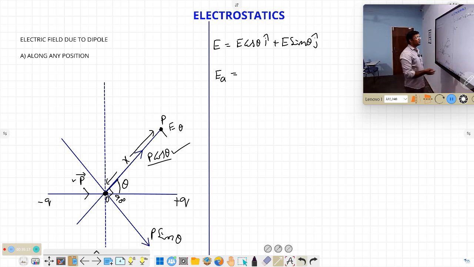What is the axial line formula? Already you know that 1 by 4 pi epsilon naught times 2 times the dipole moment. But what is the dipole moment along that axial line now?